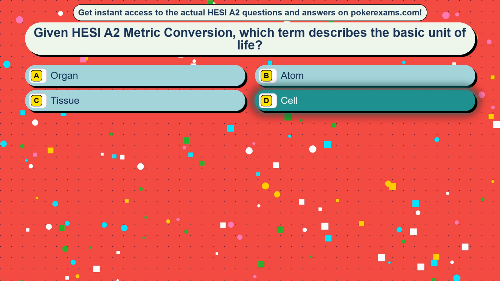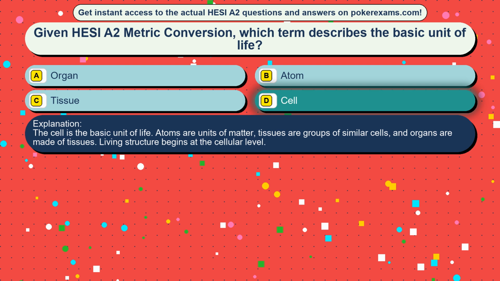The correct answer is option D, cell. The cell is the basic unit of life. Atoms are units of matter, tissues are groups of similar cells, and organs are made of tissues. Living structure begins at the cellular level.